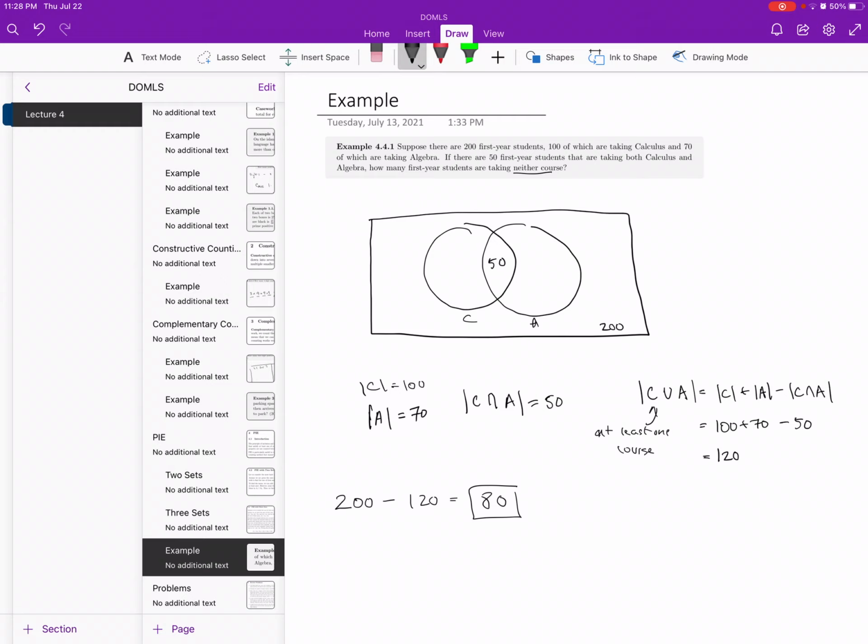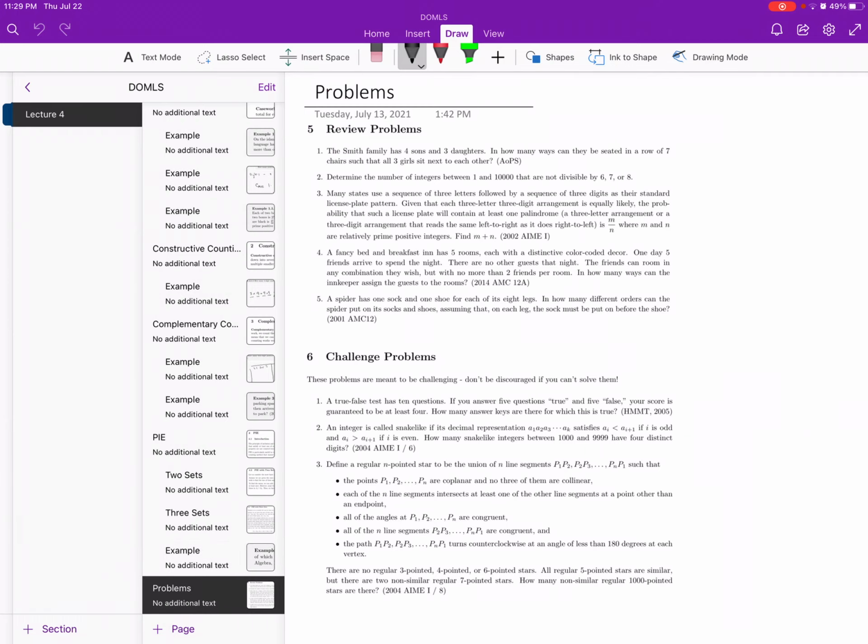So that is it for this lesson. We essentially covered all the material that we wanted. So you can do the review problems. There are a bunch of different review problems and challenge problems, and that's it for today.